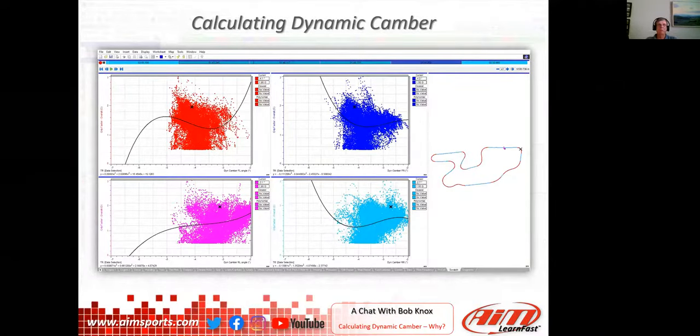So how do you do it? You have static camber. That's where you start. You add to that the camber change from the suspension movement. In the front, you also add the camber change that comes from steering because of the kingpin inclination. And those are all negative numbers. So as you add these things in, you're going more and more negative.